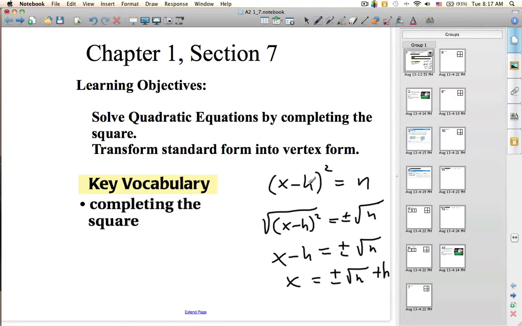Essentially, completing the square is taking a standard form quadratic function and putting it into vertex form. Remember, vertex form has a binomial squared in it. So that's what we're going to work with: solving quadratic equations by completing the square and transforming from standard form into vertex form, which are basically the same activity. The key vocabulary here is completing the square, and this is it generically. We'll talk about that in a little more detail in a second.